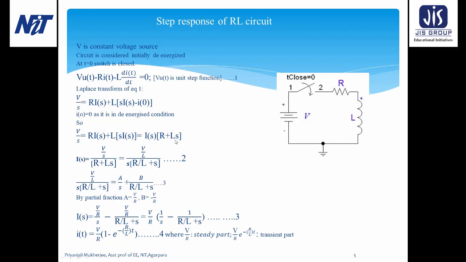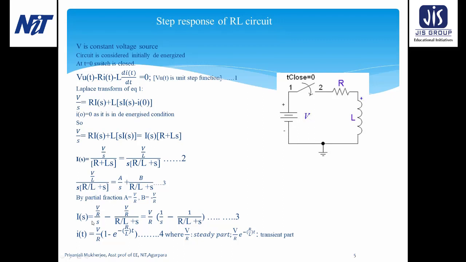So we can take I(s) common on the right hand side, then it becomes R plus Ls. Or from this equation we can find out I(s) equal to V by L divided by R plus Ls. Or it can be written as V by L divided by s into (R by L plus s). So using partial fraction we can write this I(s) is equal to A by s plus B by (R by L plus s). So by solving using the partial fraction, A is V by R and B is equal to minus V by R.